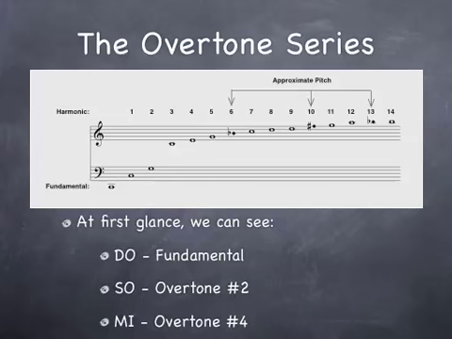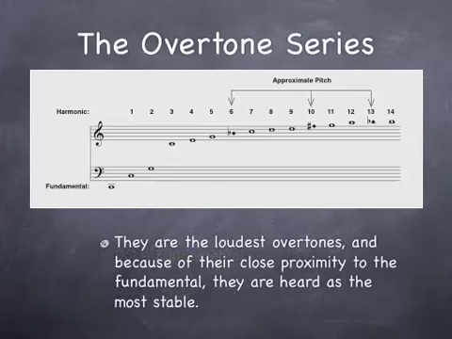So if we take a look at the overtone series again from the fundamental C, we see that our fundamental is do. Our second overtone is so, or in this case the note G. And our fourth overtone is mi, or in this case the note E. These are the loudest overtones because of their close proximity to this fundamental, and they're heard as the most stable and natural to our ear.